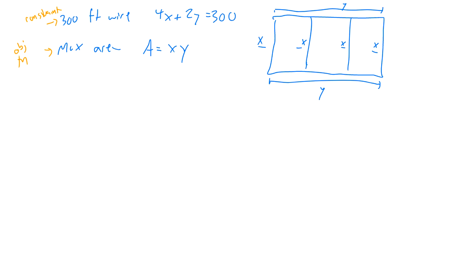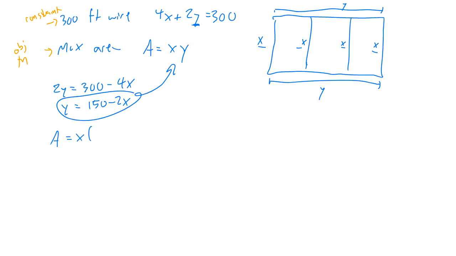So remember the next step is to solve for a variable in the constraint and substitute it into the objective function. And I think I want to solve for y because I can do that without getting fractions. So 2y is 300 minus 4x. So y will be 150 minus 2x. And then I substitute that in here to get that the area is x times 150 minus 2x, which is 150x minus 2x squared.